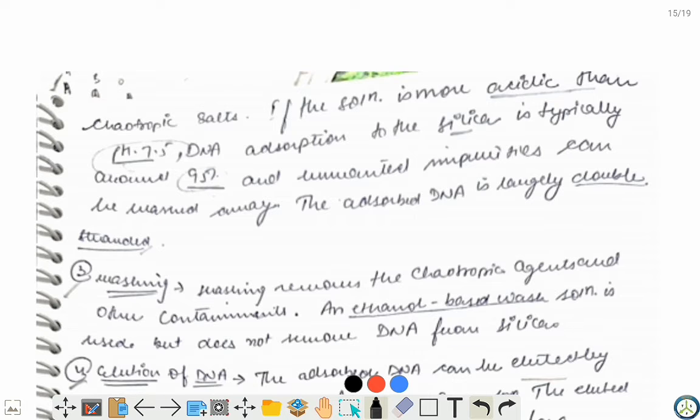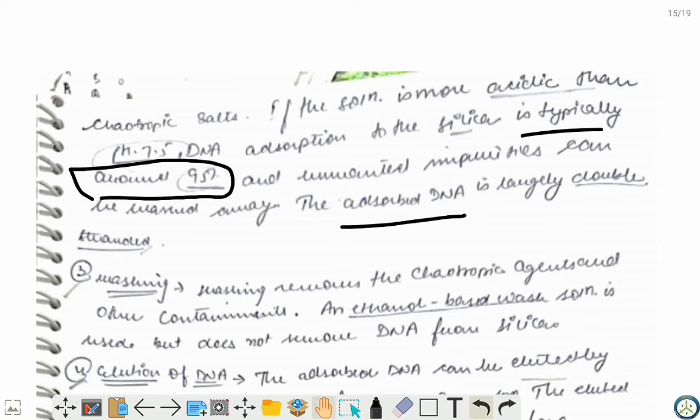Keep in mind that if the pH is acidic, around 7.5, the DNA adsorption to silica is typically around 95%. If the pH varies, the absorption will not be that high, so we have to maintain the pH. This is a very crucial step, and we have to remove any impurities from the sample. The adsorbed DNA will be double stranded DNA.